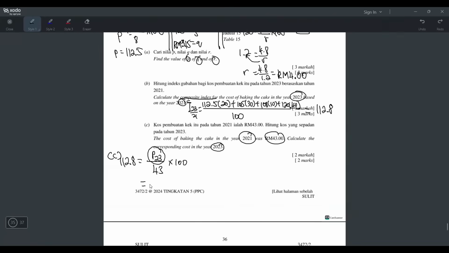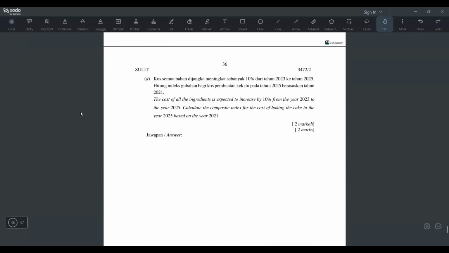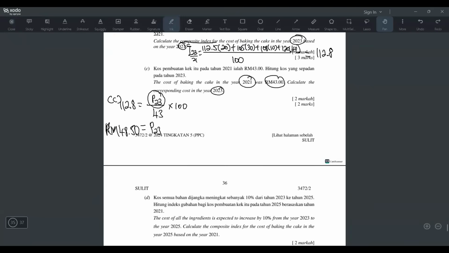So now you can find the price for 23. You just press 112.8 divided by 100 and then times 43. The answer is 48.50. Actually, it's 48.504, but since this is price, there can only be two decimal places. So just 48 ringgit 50 cents. And I recommend you write the RM also, because it's cost. Okay, done.